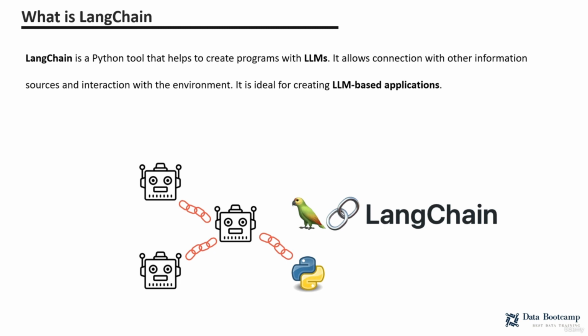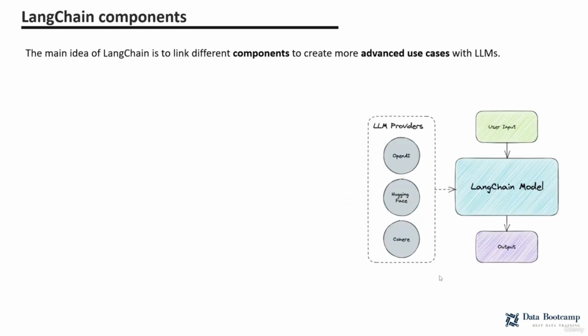With LangChain, we can leverage the power of large language models and combine them with other sources of knowledge, computations, or programs to create truly innovative and transformative applications. Therefore, it is a key tool if we want to work with large language models. So, how does this tool work?